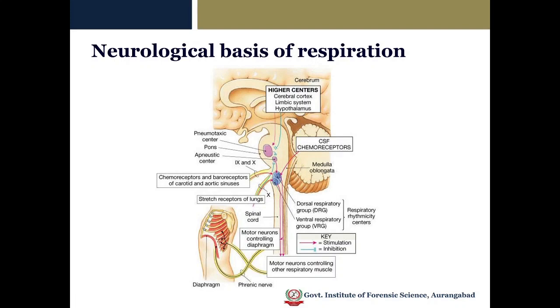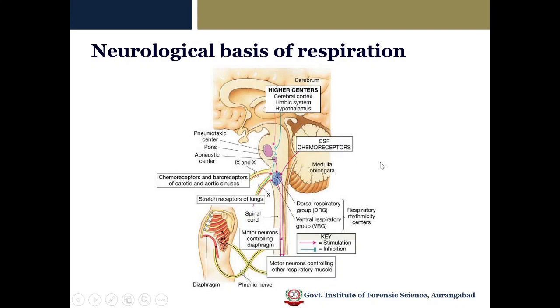Another part is the pons, which has two centers, as you can see here in the figure. One is pneumotaxic and another is apneustic. These two centers regulate the rate of respiration, right? So in one minute, how many inhalations and how many exhalations will take place, that is regulated by the pons.